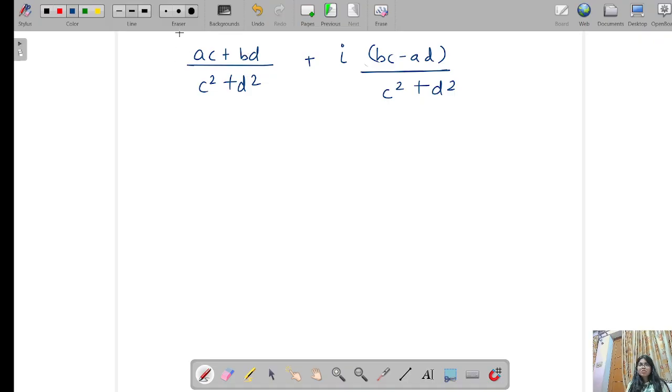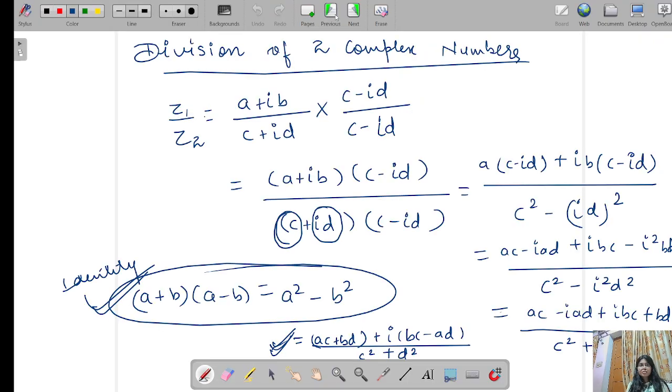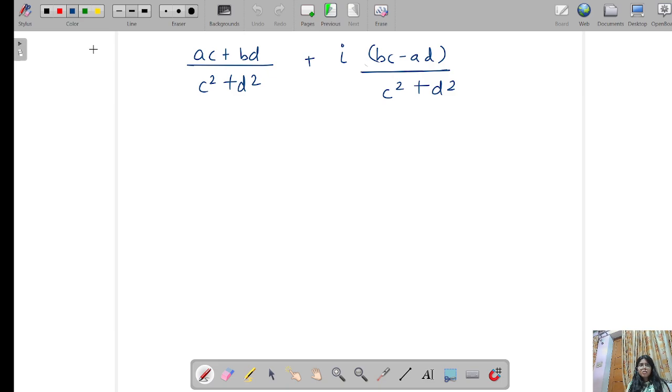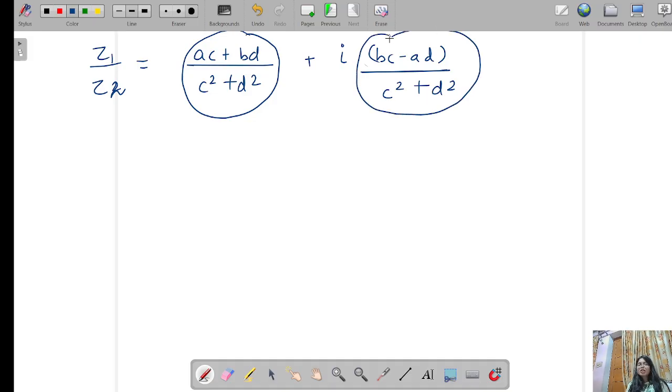I have come across this. Now this was it. After doing division, Z1 by Z2 has become this. Now this is the real part of Z1 by Z2 and this is the imaginary part of Z1 by Z2. This is the real part without iota, and here the coefficient of iota is the imaginary part.